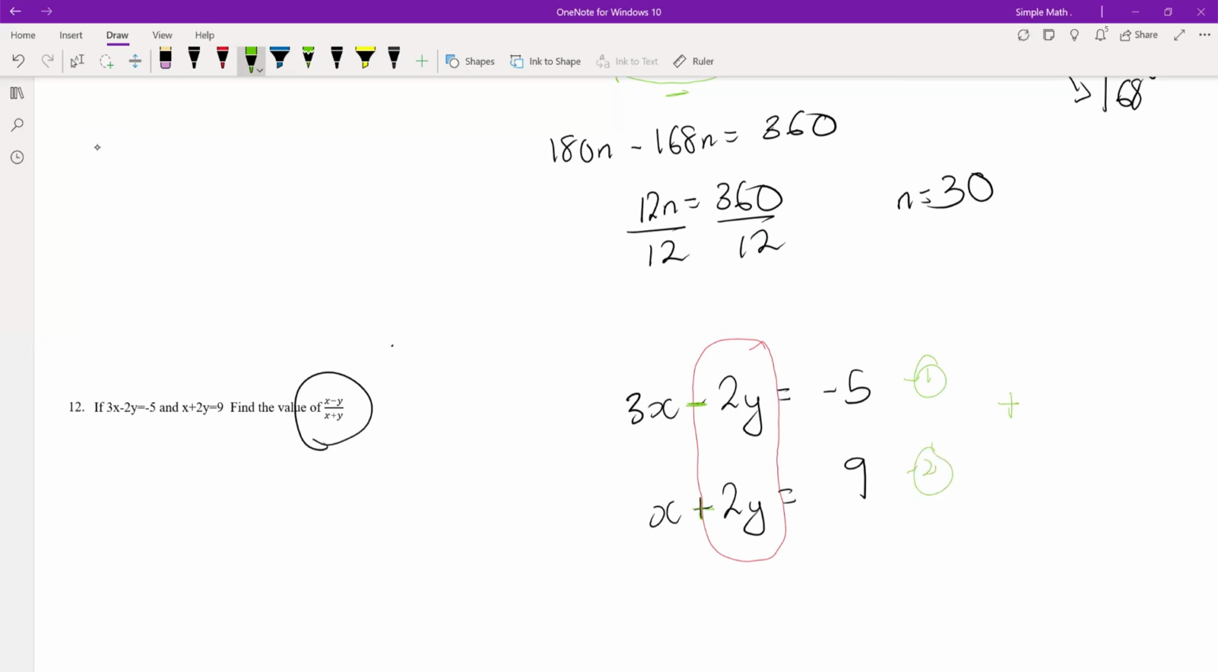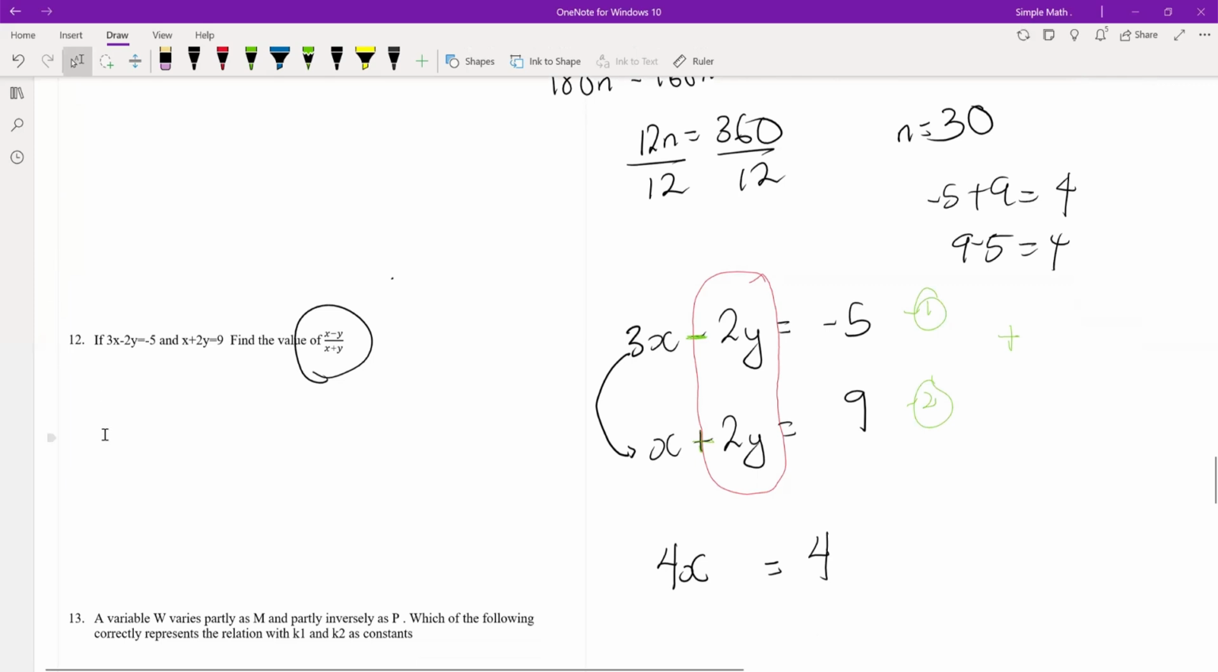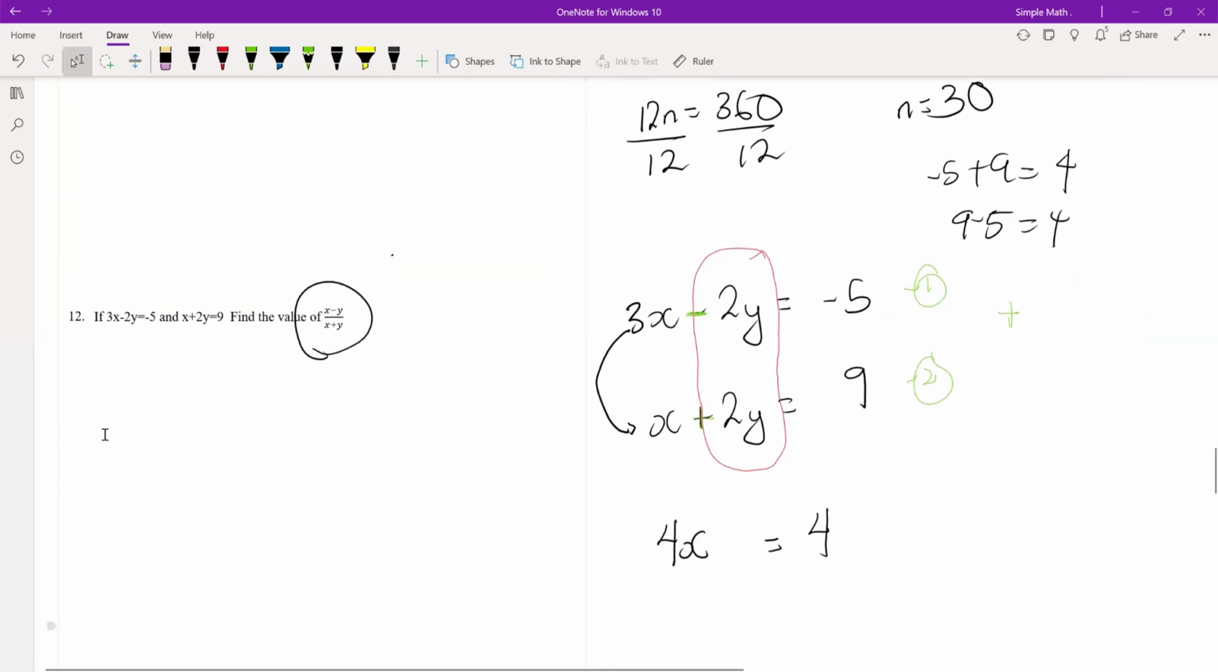So 3x plus x gives me 4x. Minus 2y plus 2y gives me 0. I can ignore it. Minus 5 plus 9 gives me 4. The same thing as saying 9 minus 5, which is 4. So 4x is equal to 4. So I think we know where this is going. So we divide both sides by 4. 4 divided by 4 is 1, so x is equal to 1.